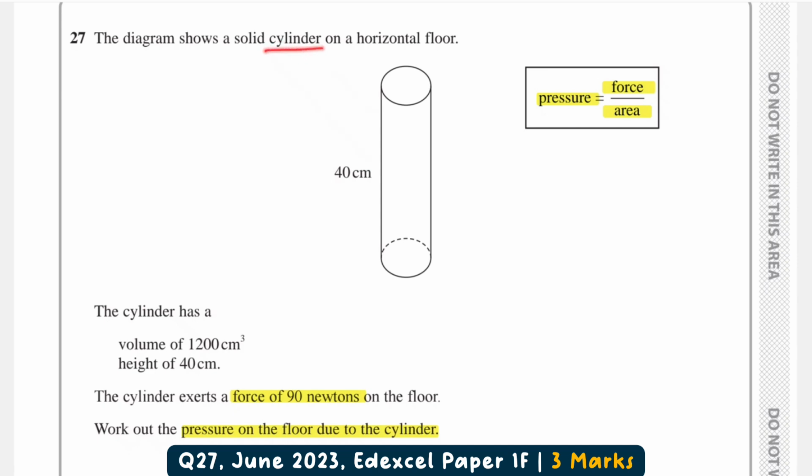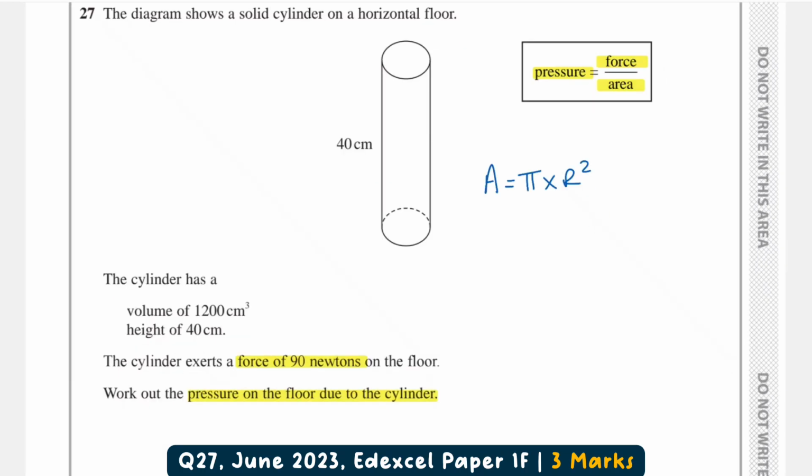From the question and from the diagram, we know that this shape is a cylinder and the face that's in contact with the floor is a circle. Because we're trying to find the area of a circle, your first instinct might be to use the formula: area of a circle is pi times radius squared.